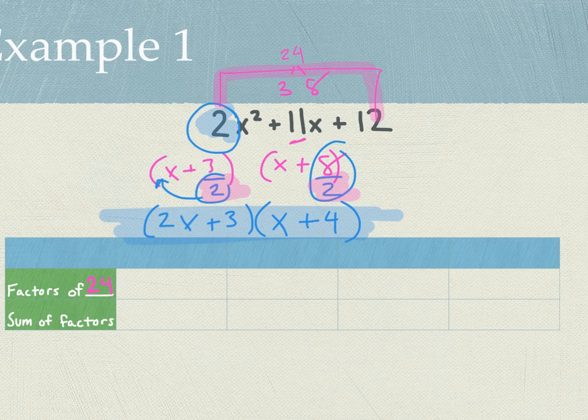Any questions on this one? So always the first step is going to be multiply the first and the last. And then you find 2 factors of that new number that you have that add up to the middle number.